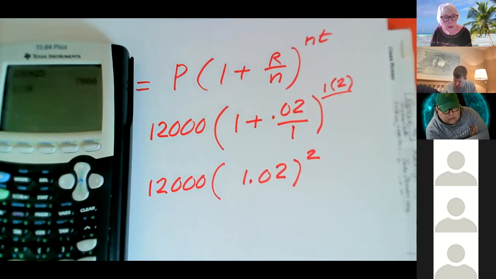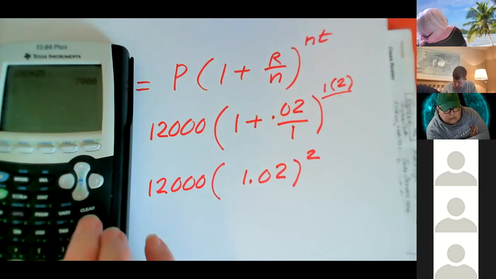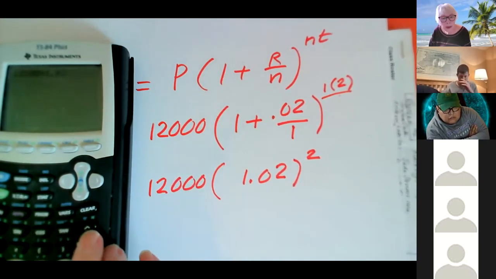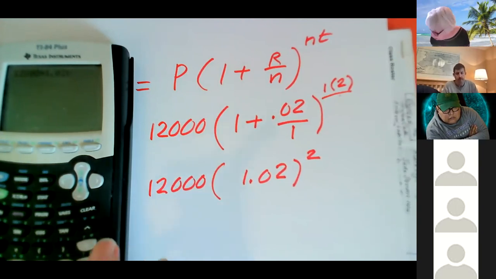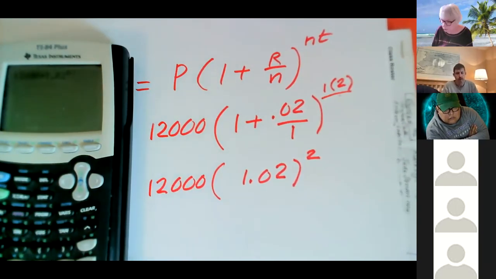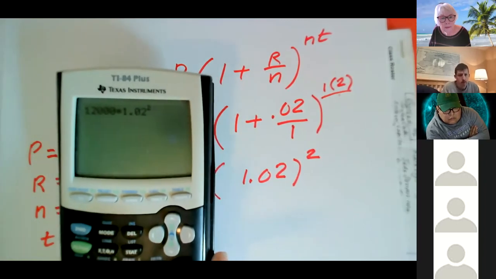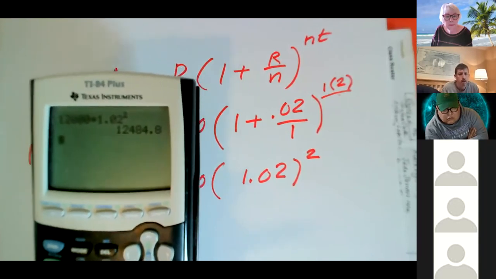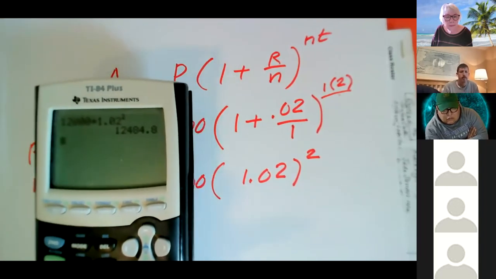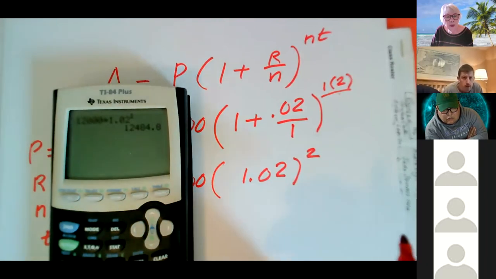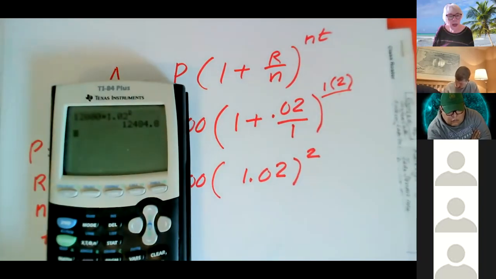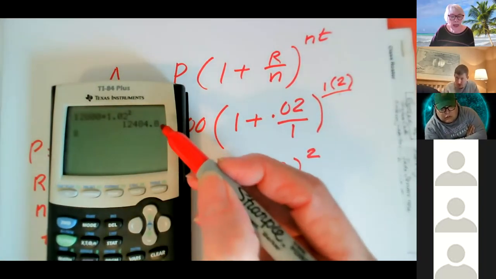So I'm going to clear this. 12,000 times 1.02. This is the power key on my calculator, to the power 2. Enter. Okay. So that's the correct answer, $12,484, and that 0.8 would be 80 cents.